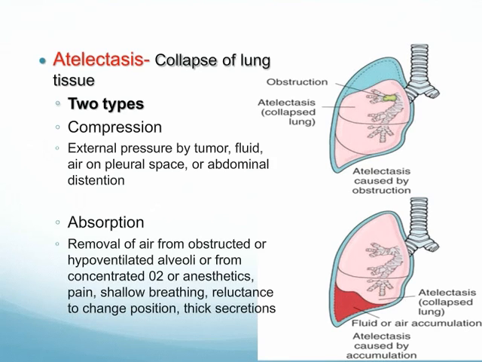The second kind, which is the kind that we see far more often, is going to be the absorption kind. This happens when we have the removal of air from obstructed or hypoventilated alveoli. Basically, somebody who's not getting up out of bed, maybe after surgery, the patient's laying in bed and they're not taking deep breaths. So what happens is that the alveoli collapse because they're not being expanded, and the patient develops atelectasis.